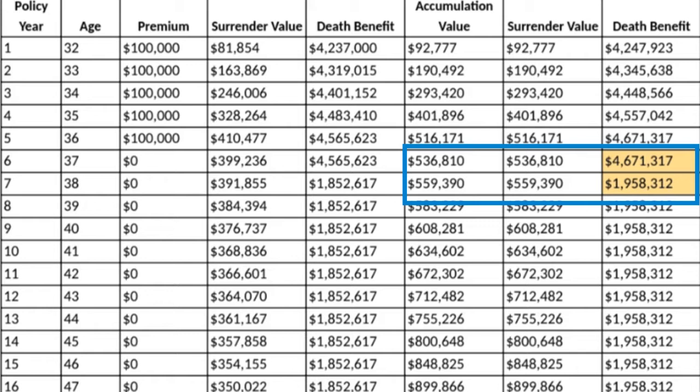But in the subsequent year, when the death benefit is reduced, you can see that the difference between the cash value and the death benefit is just over $1 million. So we've essentially driven out 2/3 of the cost by making that change in the death benefit from increasing to level, and the decrease in the face value from 4.6 million down to almost 2 million.